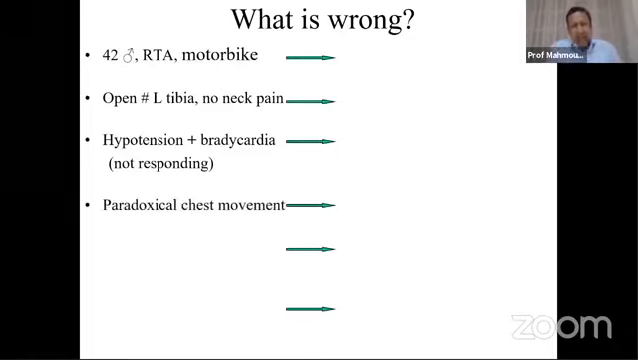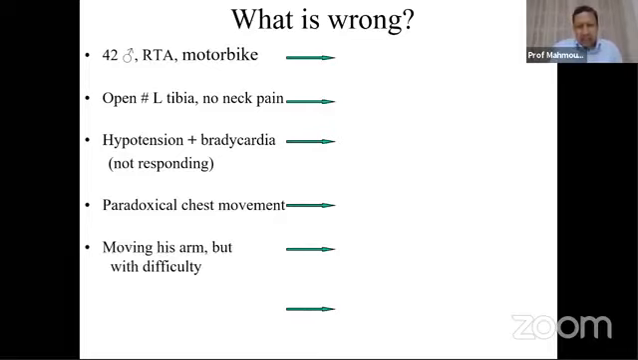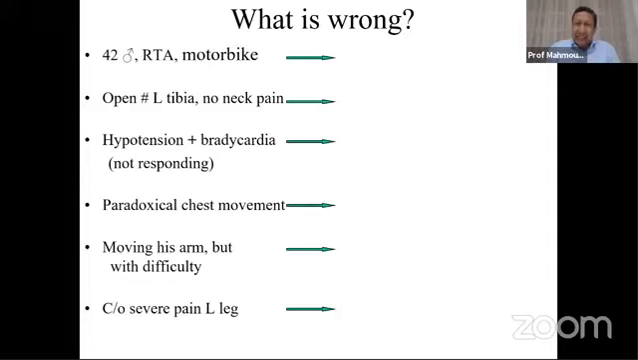There is paradoxical chest movement, and he is moving his arms, but with a bit of difficulty. And he's complaining of severe pain in his left leg. Based on this information, do you have any diagnosis for this patient? Any suspicion about anything? Any worries?